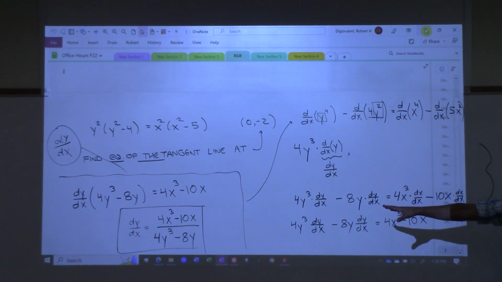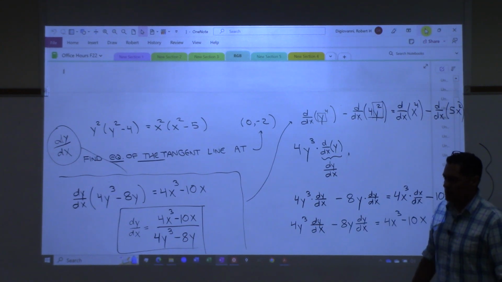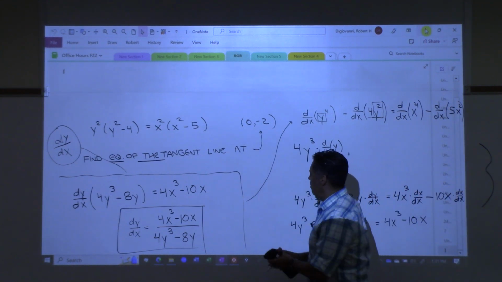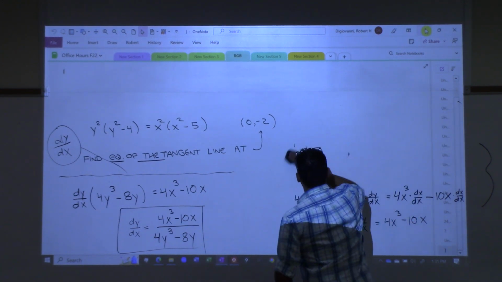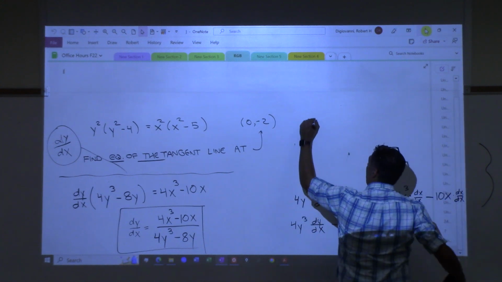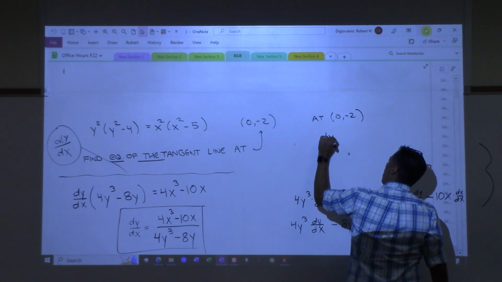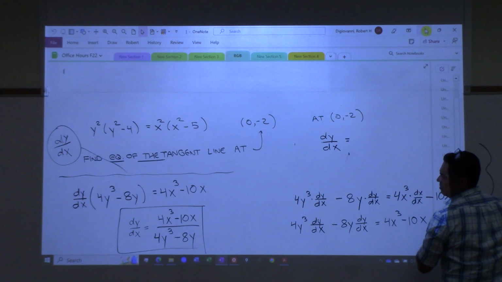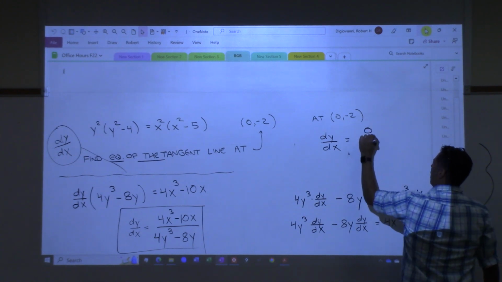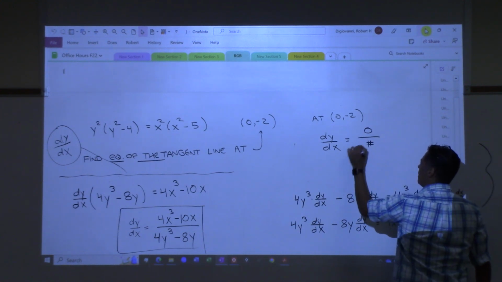Now I'm going to use that, and I'm going to replace all my x's with what? Oh, that's going to be easy then. I'm going to replace all my x's with 0 and all my y's with -2. So watch how I write this. At the point (0, -2), dy/dx equals, well, what does the top turn into if I replace all the x's with zeros? 0. And on the bottom, if I replace y with -2, I don't get 0, do I? Nope, I just get some number. I'm not sure what it is, but it's not 0.